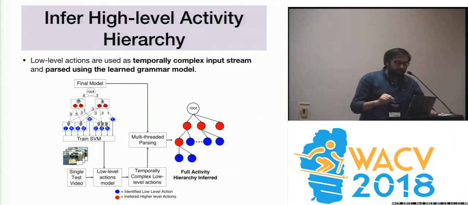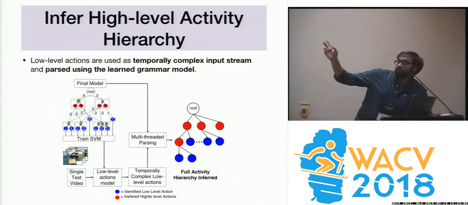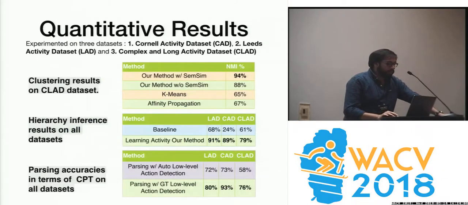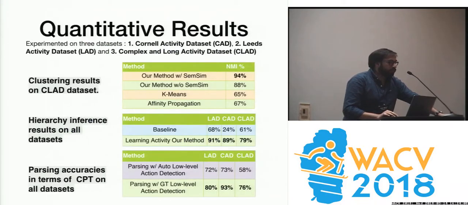Right, now to infer the high-level activities, we take our final model, we figure out what the lowest level actions are, and we can use those to train an SVM to detect the low level actions. Given a test video, we will detect the low level actions from the test video, and that low level action stream is complex because it has multiple overlaps and it's not really one after the other. We use that to then parse, using the grammar that we just learned, all the high level activities, and we get a high level tree like that. That is our full activity hierarchy inferred.